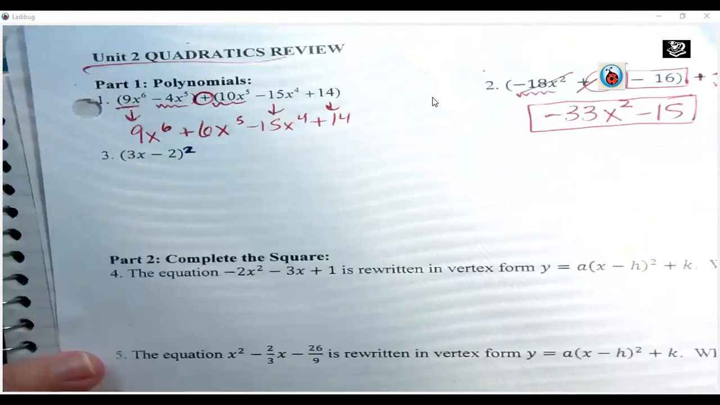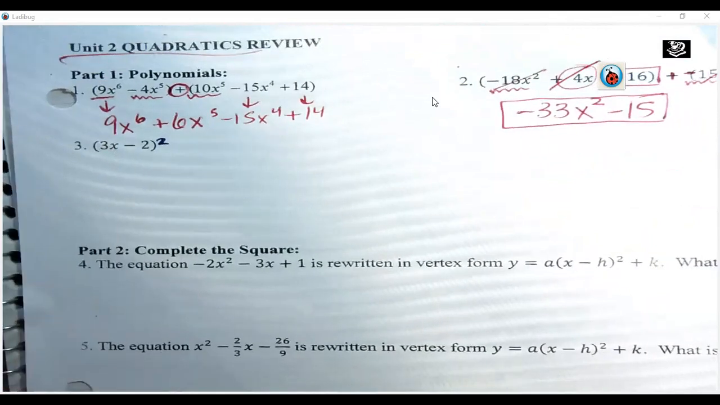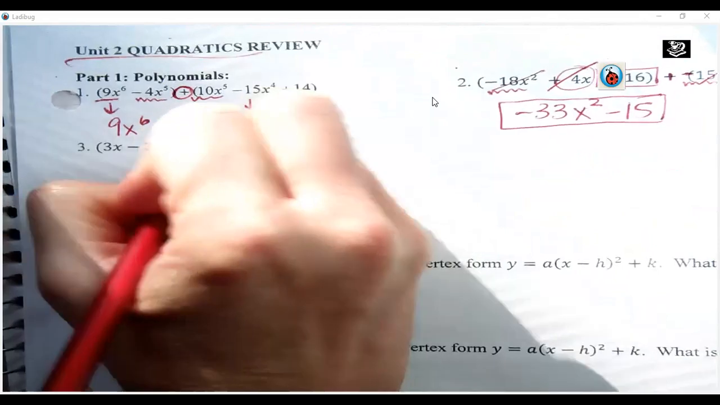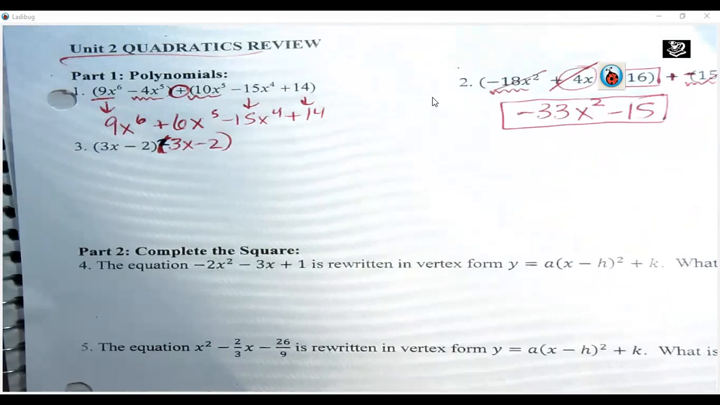Number 3, 3x minus 2 squared. What do we have to do first on that one? Write it 2 times. Good. All right. What do I do after I write it twice? Lobster claw. Good. Lobster claw.